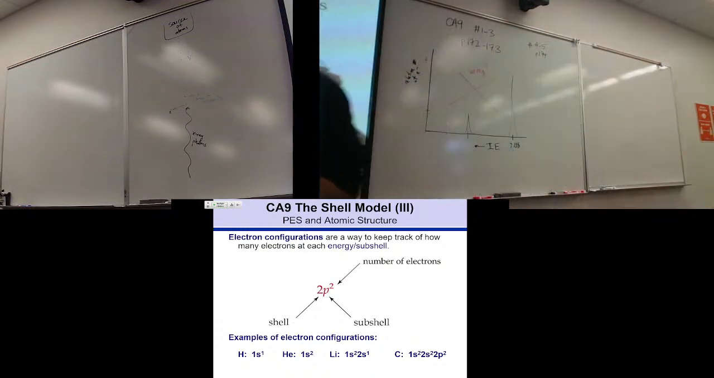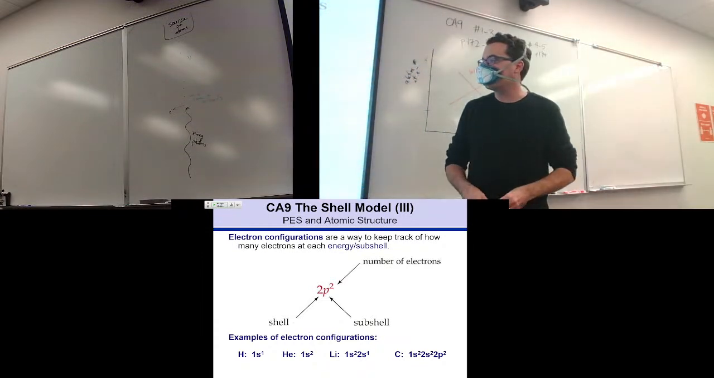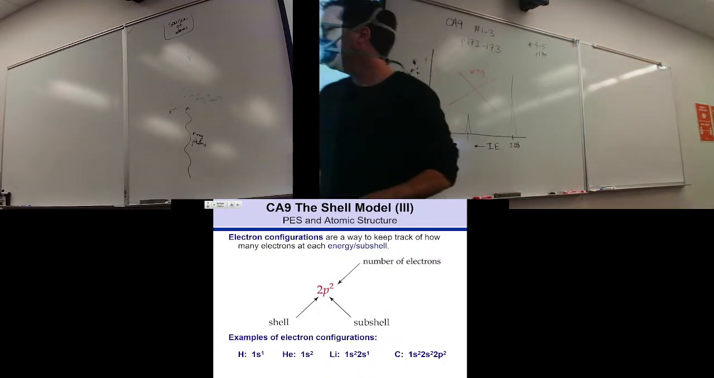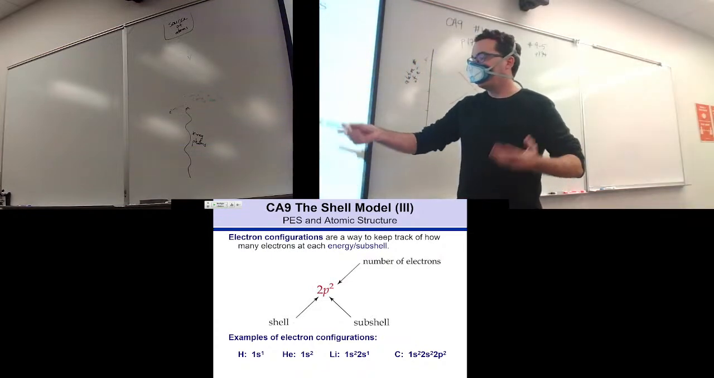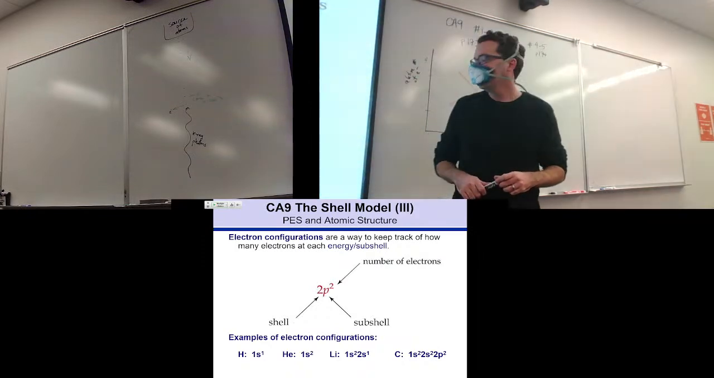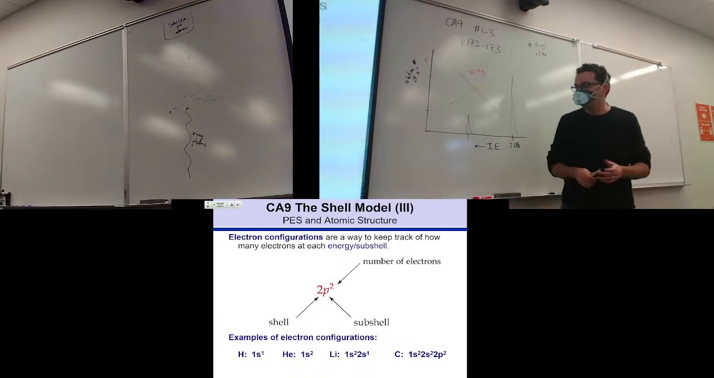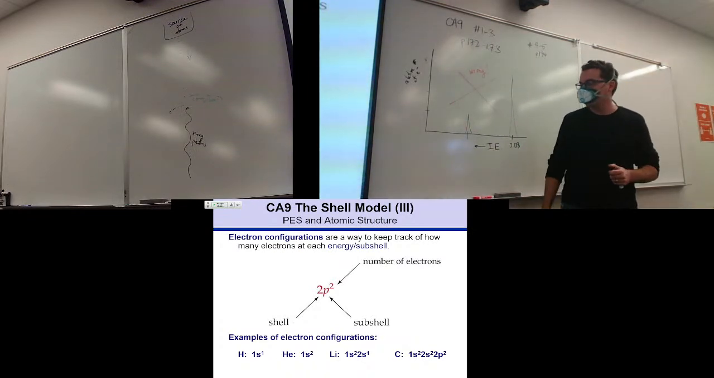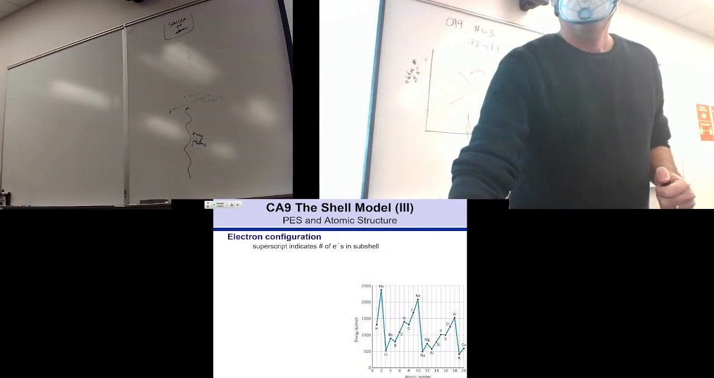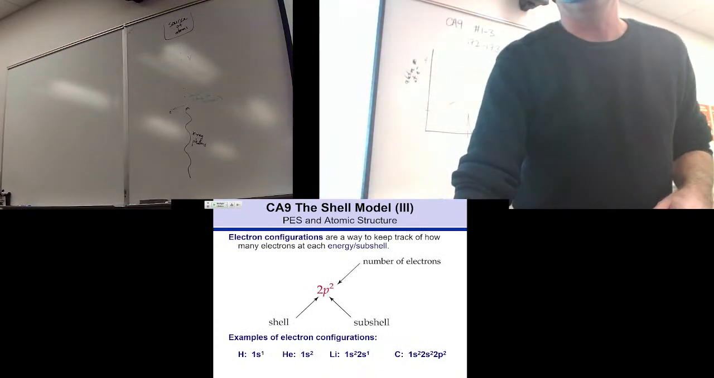So this is the electron configuration for hydrogen: 1s1. 1 electron in the 1s, that's it. Helium is 1s2. There's 2 electrons in the 1s subshell. Lithium would be 1s2, 2s1. That means 2 electrons in the 1s, 1 electron in the 2s. Carbon is 1s2, 2s2, 2p2. That's just how we're doing it. This is basically an address for where all the electrons are in the atom. We're going to get to how you can write this yourself without having to memorize anything.